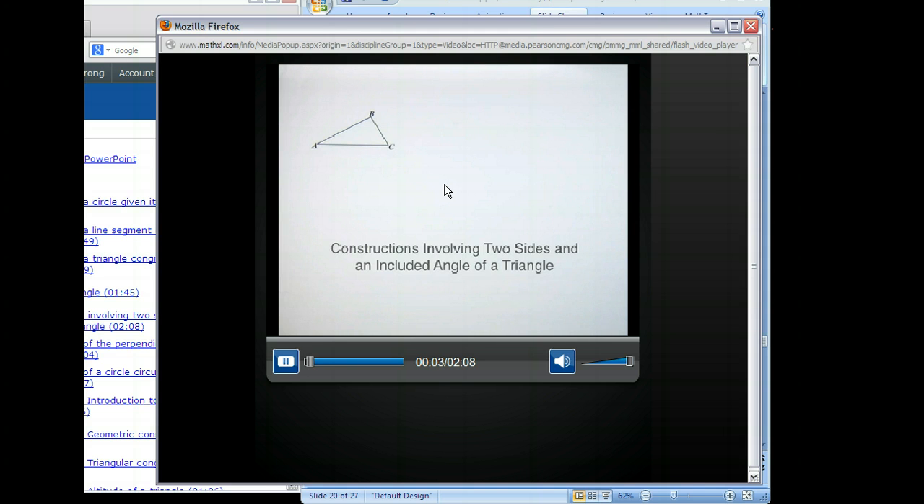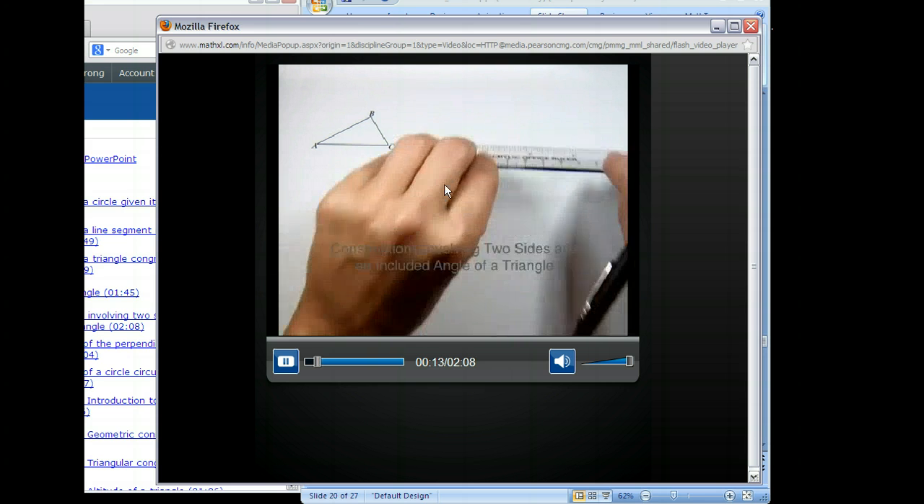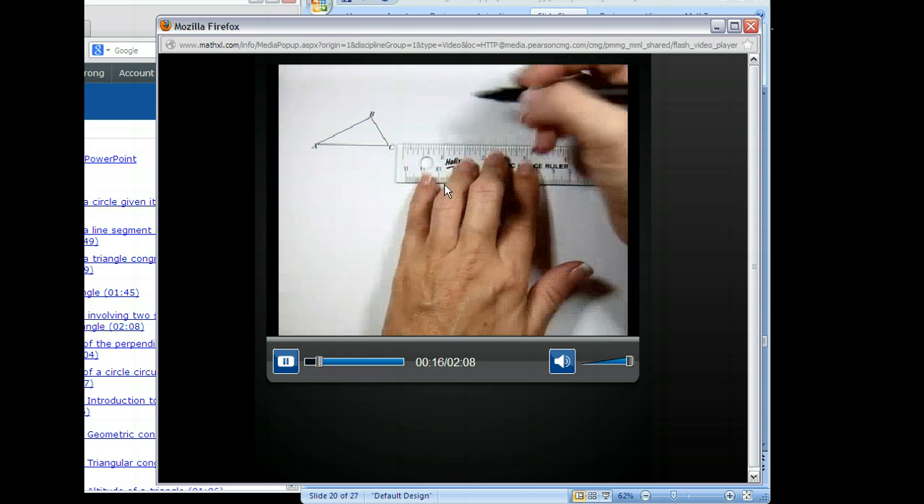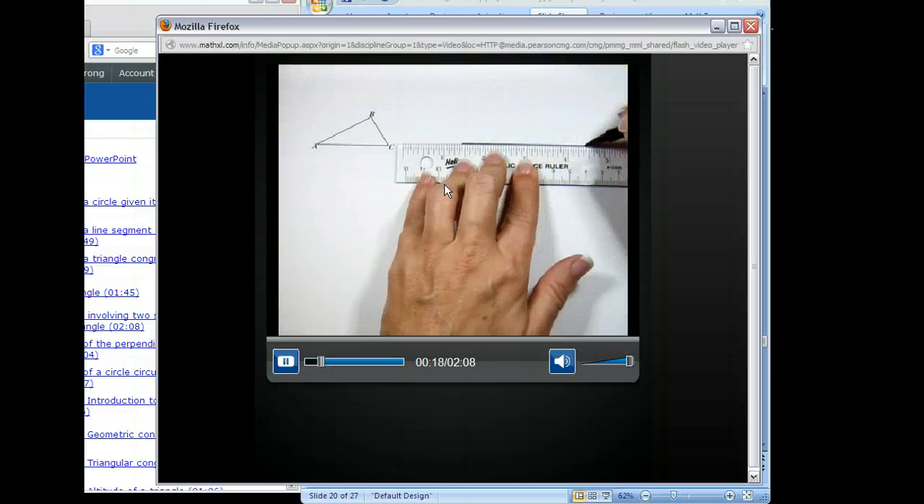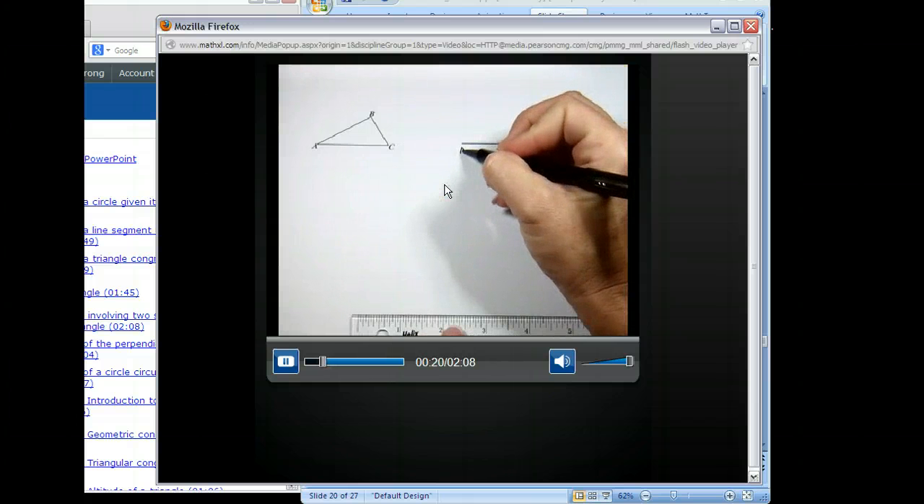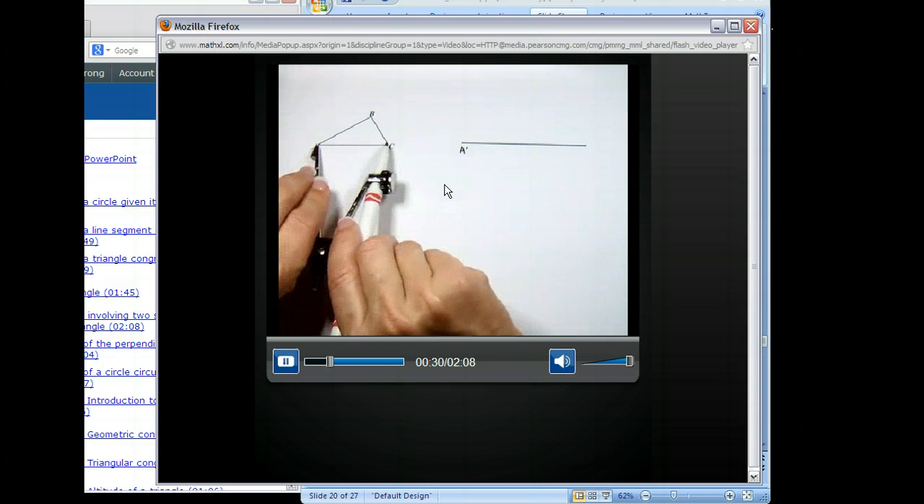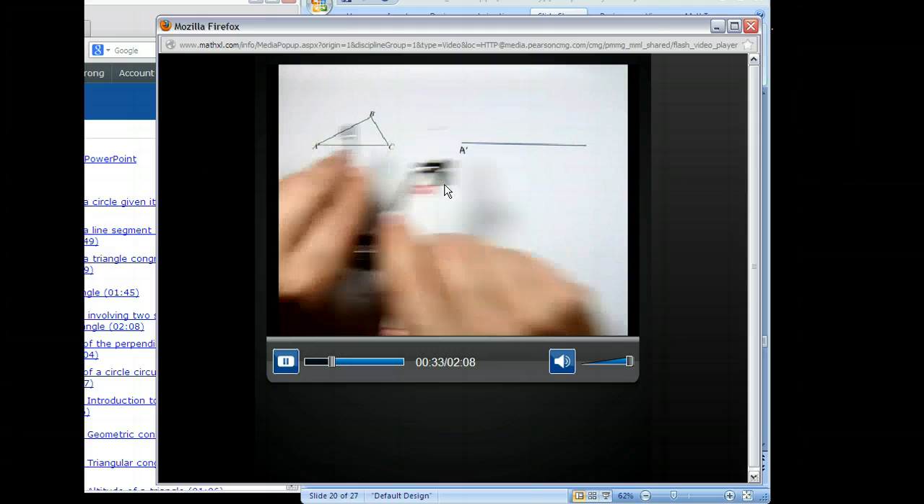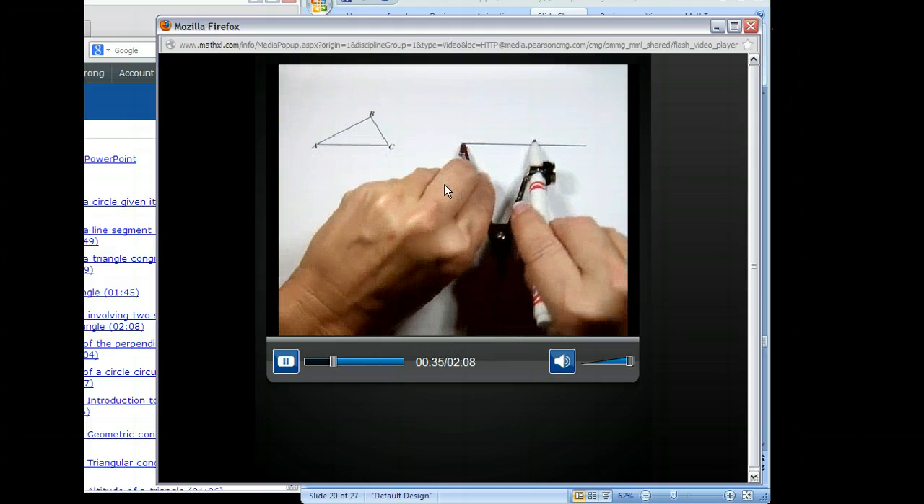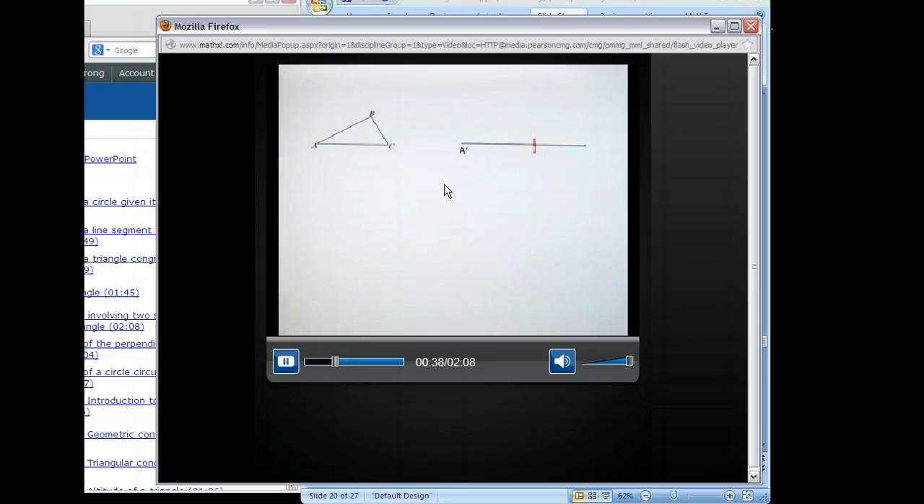To construct a triangle congruent to triangle ABC, we'll use two sides, AB and AC, and the included angle A, formed by these sides. First, a ray with an arbitrary endpoint, A prime, is drawn. Label the endpoint A prime. Now measure the distance across segment AC. Place the point at A and open the compass to C. Transfer this distance, putting the pointer at A prime and constructing C prime.